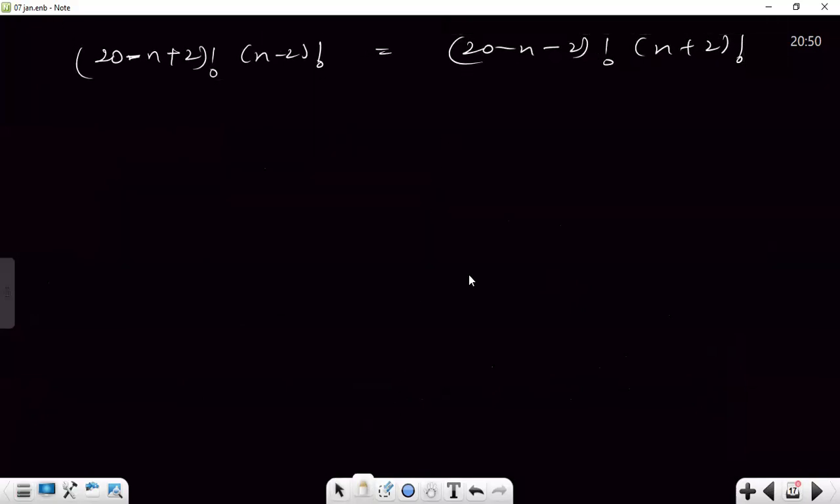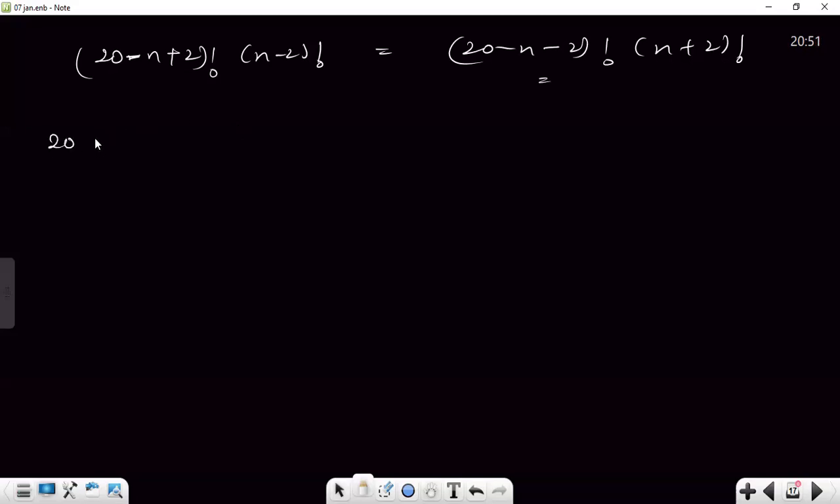Okay, we can now observe on both sides that if we expand (n+2) factorial, then (n-2) will be there. If we expand (20-n+2) factorial, then when we expand its factorial there will be one such term which will be equal to this one. So we'll do accordingly. We'll expand the greater factorial.